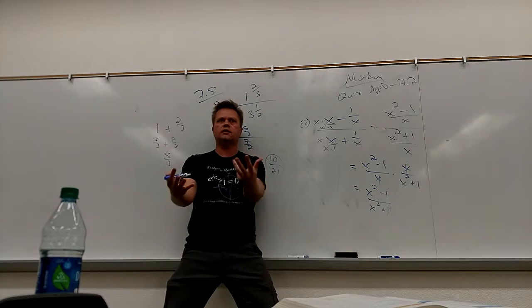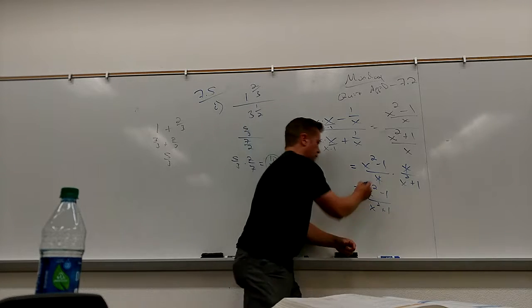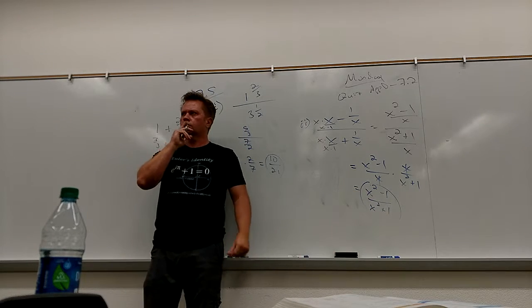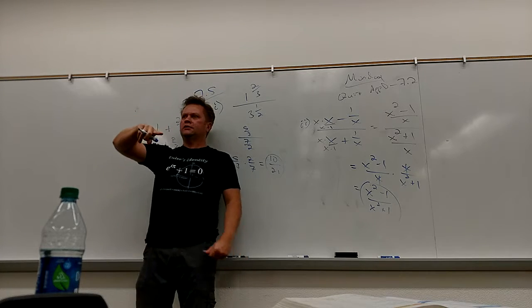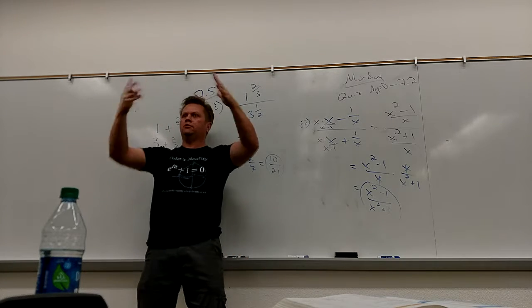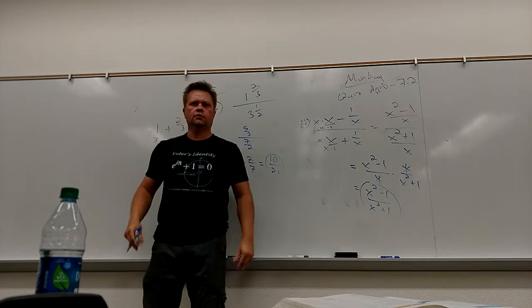It's just not its thing. The top factors, but the bottom doesn't. So I'm not going to waste my time. Right? It's like having 9 over 17. I can factor the top, but who cares? The bottom's 17. I'm not going to try to reduce that. Okay.